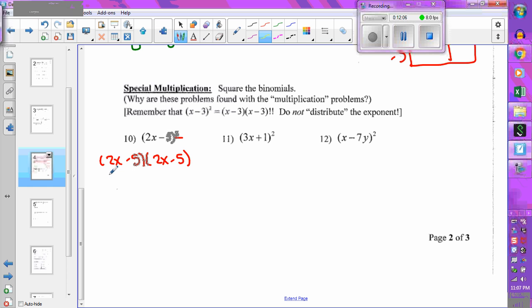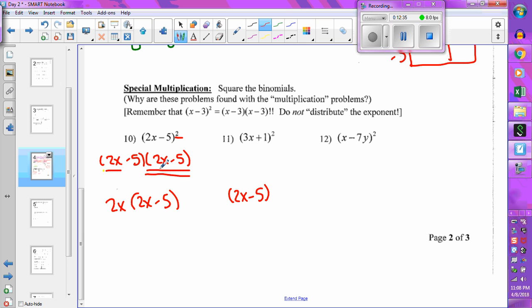So what we're going to do is, let me change my color. I am going to, in parentheses, take this term right here and write 2x minus 5 and then multiply it by 2x. You guys see that? Then I'm going to take this 2x minus 5 again, and then I'm going to multiply it by the negative 5.